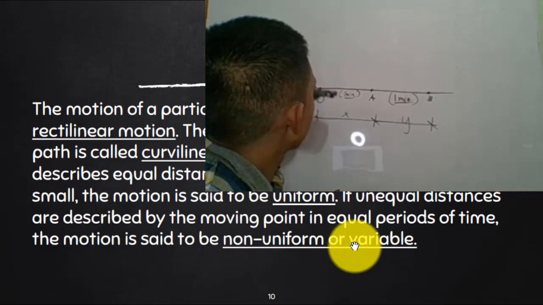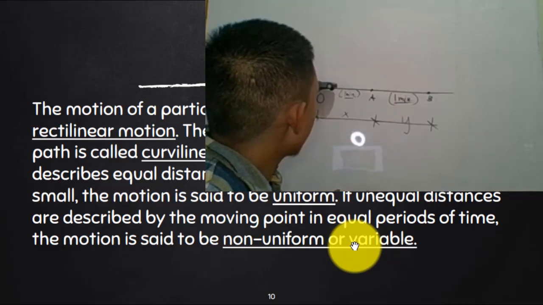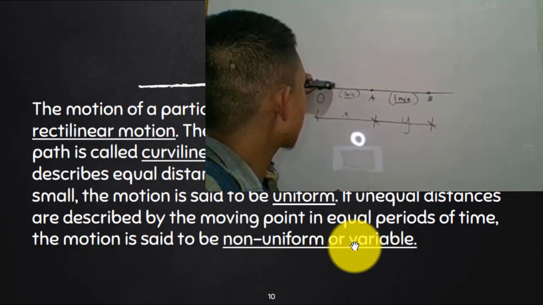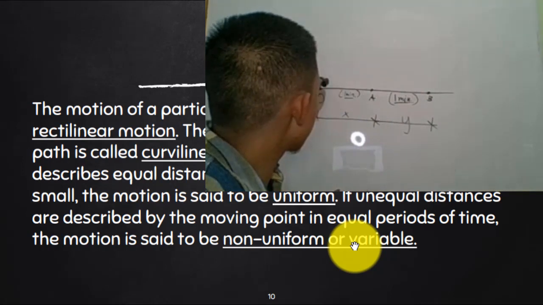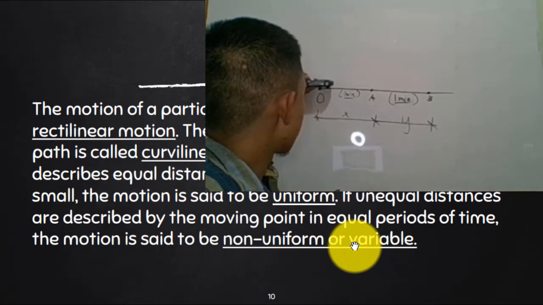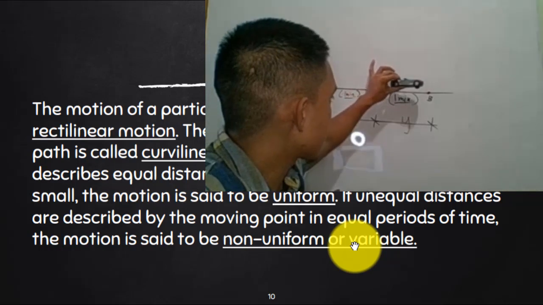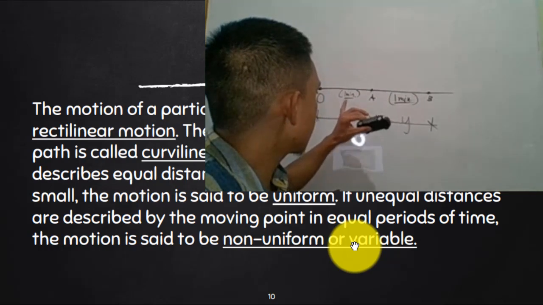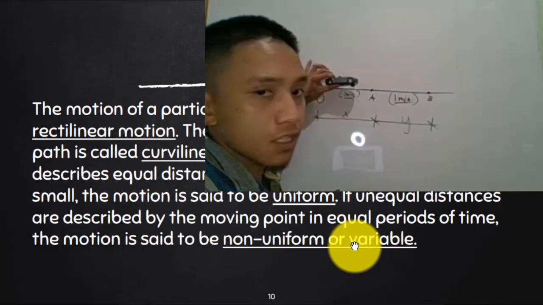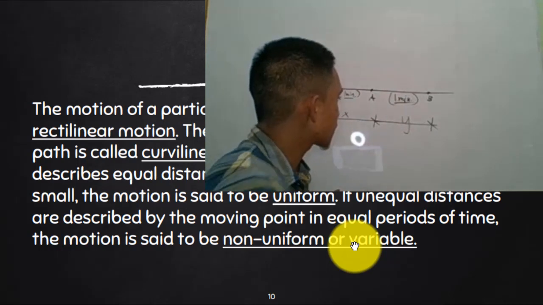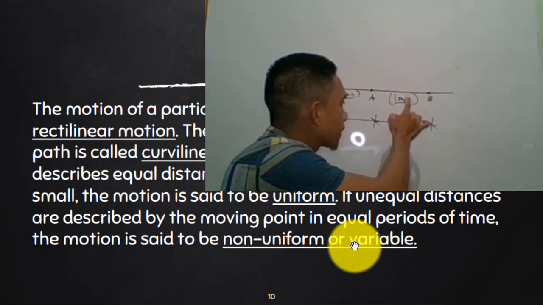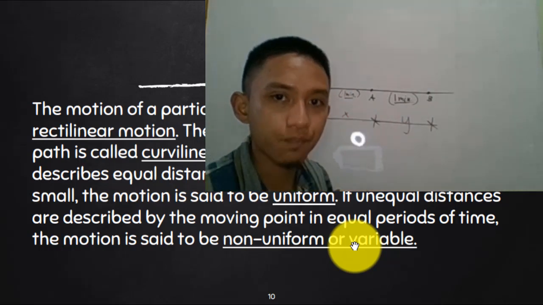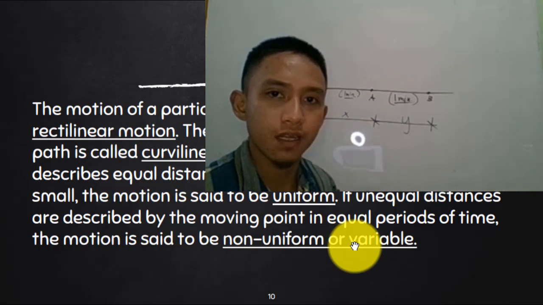Again, let's say that the car is going fast, from rest it will now start to accelerate. It is now accelerating, so it means that the speed at this point is different from the speed at this point. So what do you expect? Even if that is 1 minute and that's 1 minute, the car here is slower than the car there. So you will expect that the distance traveled in the second minute is longer than the first minute. So that is non-uniform motion, or we call that one the variable motion.